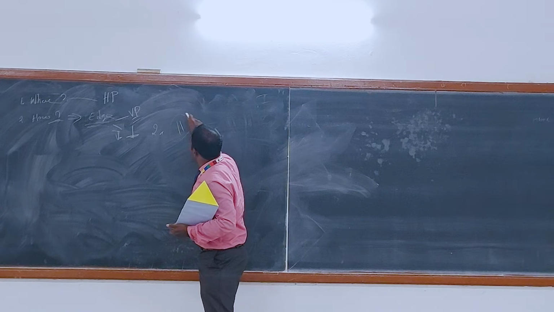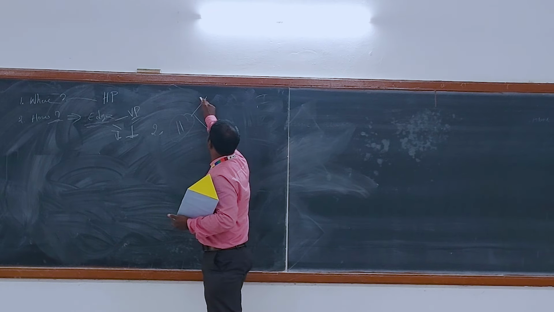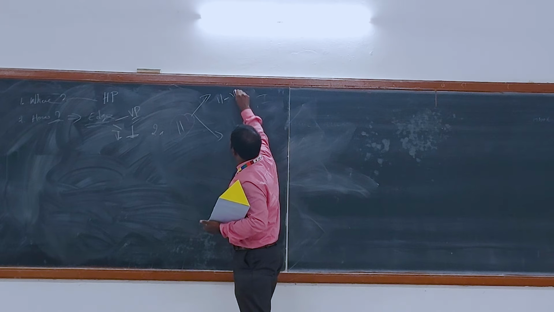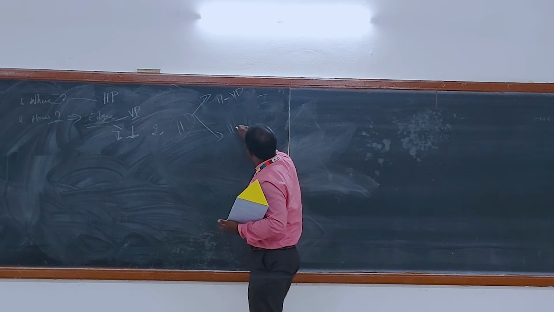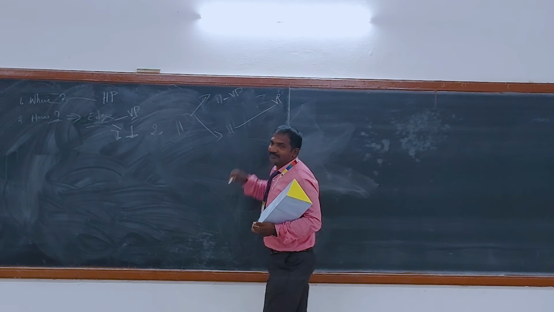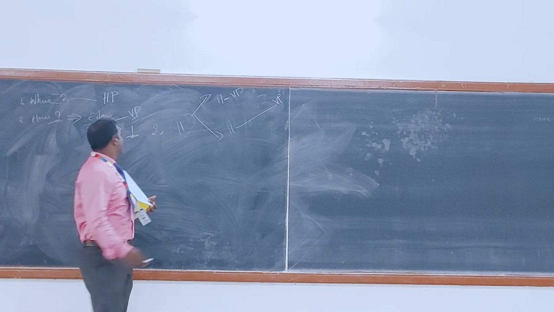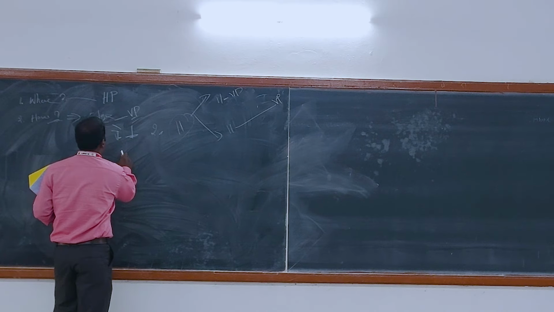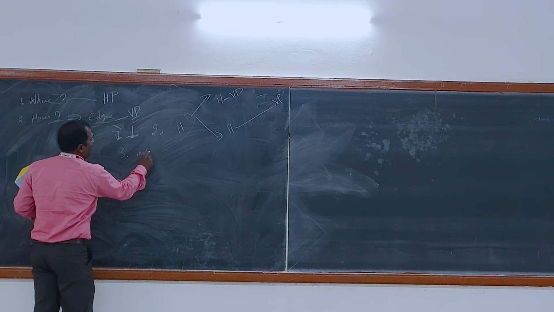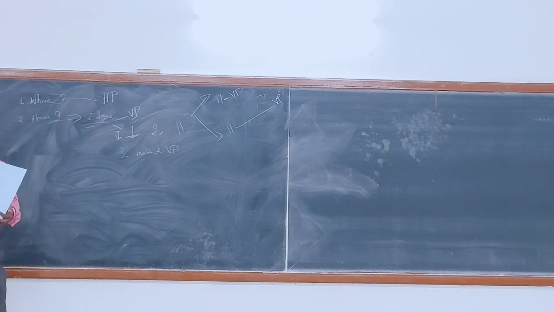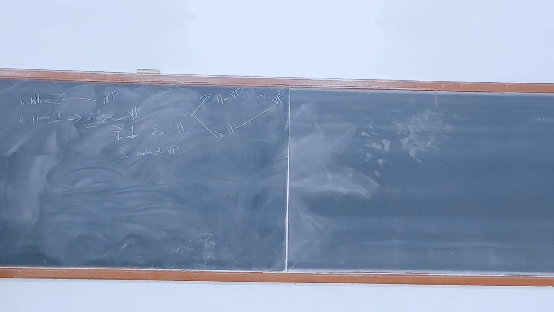Again, if it is parallel, we have two cases: parallel nearer to VP, and parallel far away from VP. Final one, the third one, inclined to VP. It is a very rare case. We'll see one by one, don't worry.